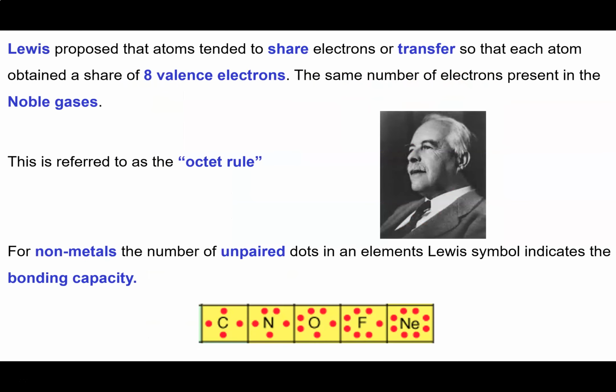So Gilbert Lewis proposed that atoms tend to share electrons or transfer electrons so that each atom obtained a share of 8 valence electrons. That is, atoms form chemical bonds until they obtain a noble gas-like electron configuration. And that's called the octet rule. So how do we combine this with the symbols?